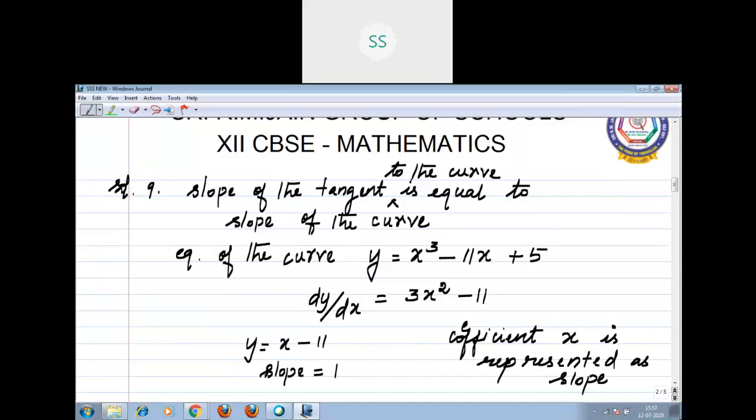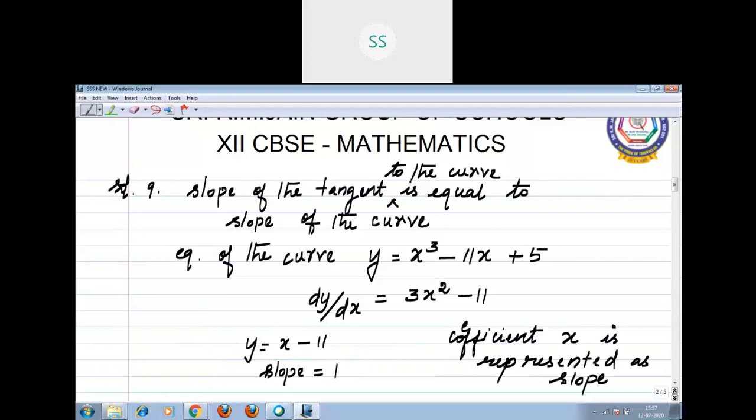General format alone you have to write. Given line, what is it? Y is equal to x minus 11. Given equation is what? Y is equal to x minus 11. Here, how to find the slope? The coefficient of x represents your slope, I said. So what is the coefficient of x here? 1. Now you have to equate, right? Which are the things you are going to equate?